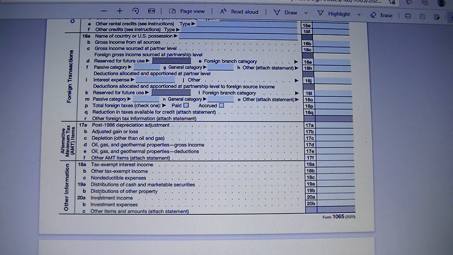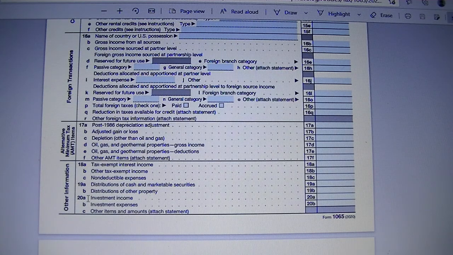So other information, you have line 18A, B, C, and C is non-deductible expense. So we saw the seminar for portfolio income that is not deductible. So that will go on line 18C. You have 19A, distribution of cash or marketable securities, and distribution of other property. So those are distributions to the partners.